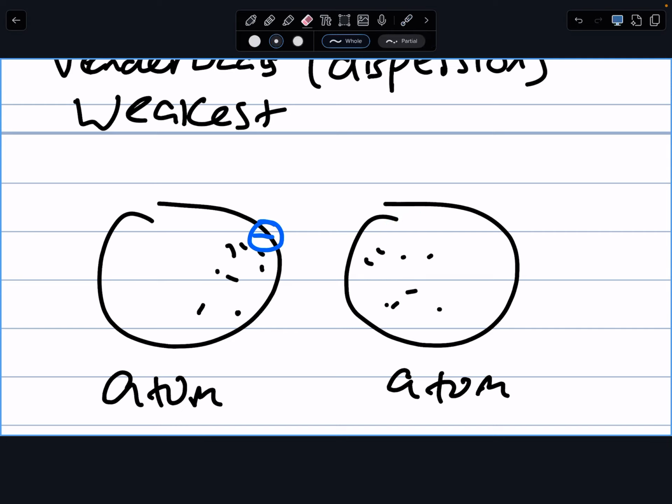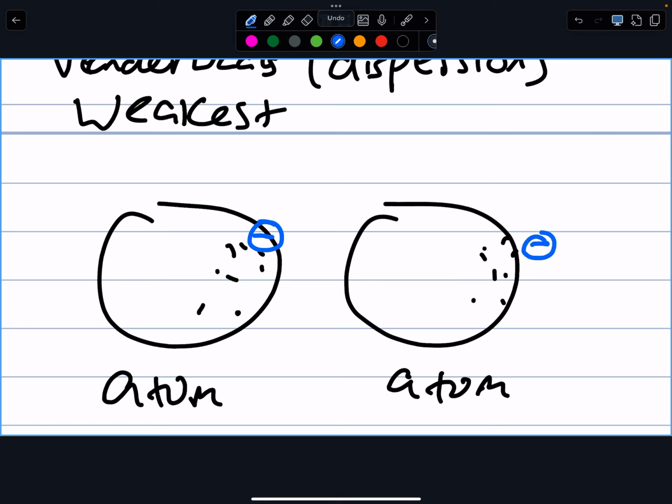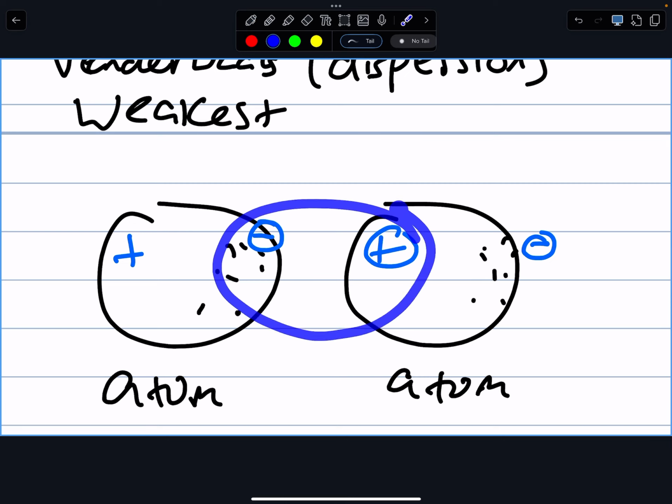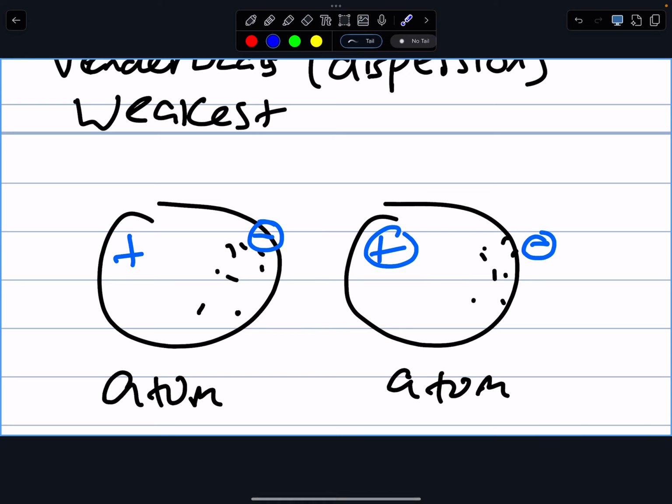Okay, so let me erase this. Let me move this guy. So all of these guys, they move over here for 1 split second. You're with me? So now that all these guys are on that side because they're repelling against each other, I have more negative on this side, right? So I could say that this side of the atom is slightly negative, and this side is slightly positive. So what happens for a split second between the two sides? That's it. They get attracted. That's van der Waals. Dispersion forces.